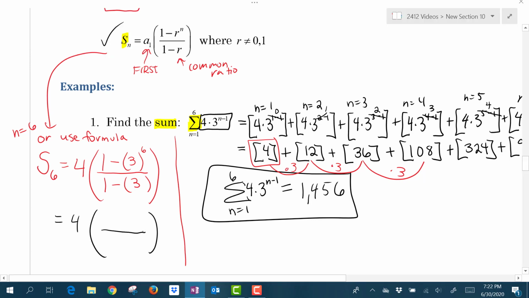All right, we want an exact answer, so we want to be careful to do as much as we can without our calculator. 1 minus 3 gives us a negative 2. 1 minus 3 to the power of 6. Now that's something that you can put directly into your calculator without any troubles.